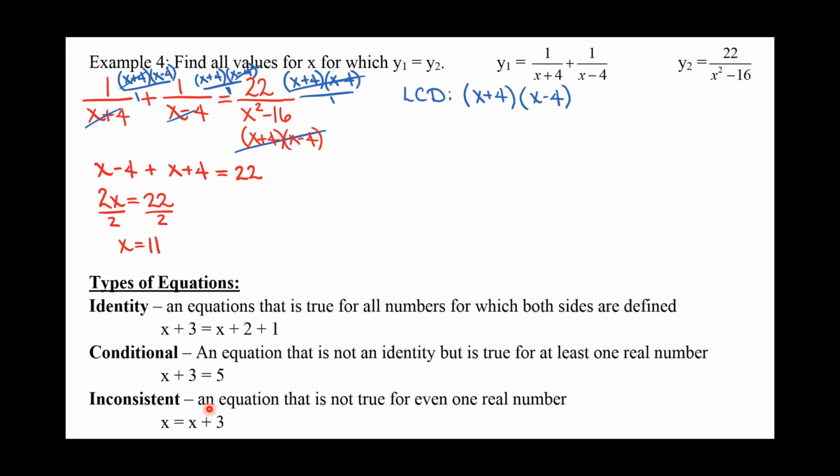That's inconsistent. What we have worked with today is conditional, where we had an equation that was not an identity. It wasn't true for every value, but we were able to find a solution where it was true for at least one value. So that's what each of the examples were that we had today.